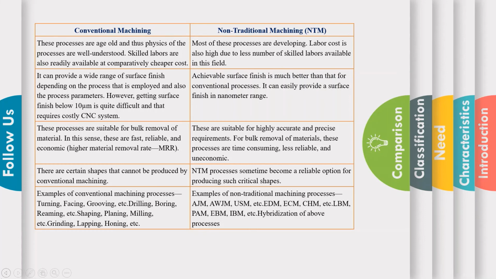Like this, here I have given more points about conventional machining as well as non-traditional machining. We'll see the last point. There are certain shapes that cannot be produced by conventional machining, but NTM processes sometimes become an option for producing such critical shapes. So this is the overview of the first chapter, that is non-conventional machining.